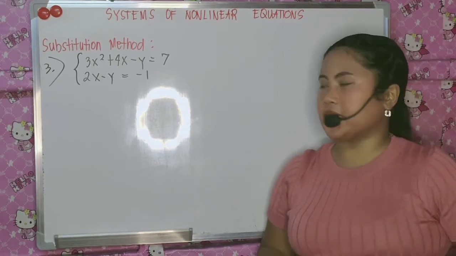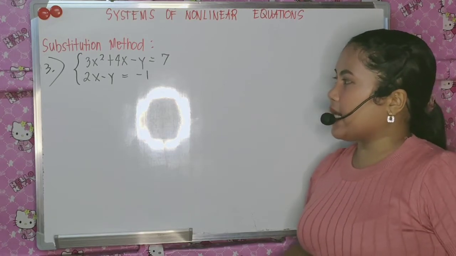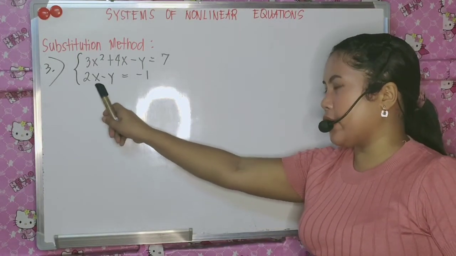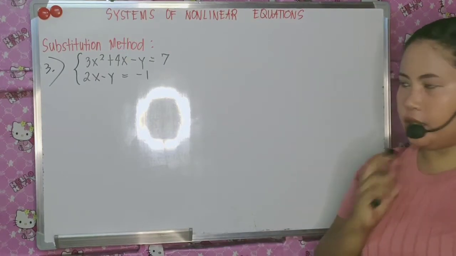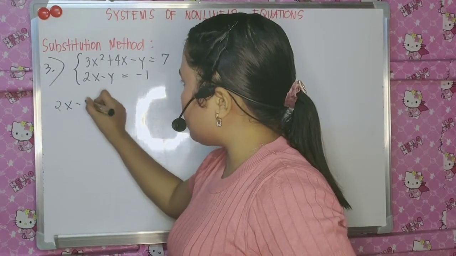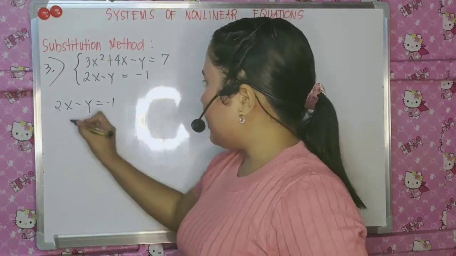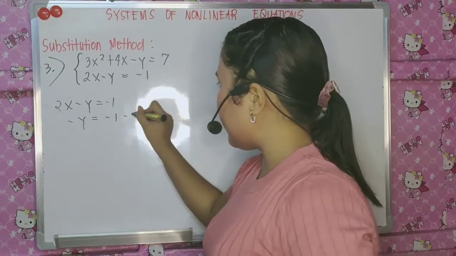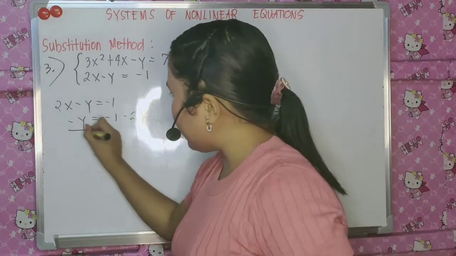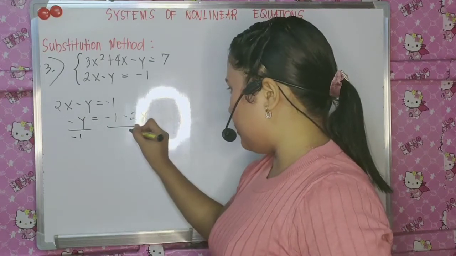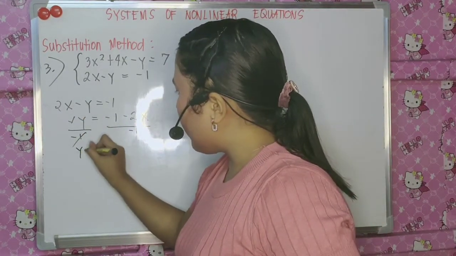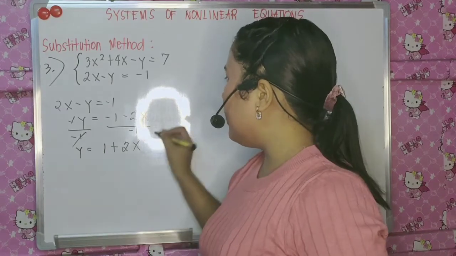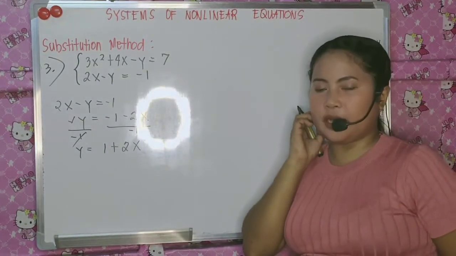3x squared plus 4x minus y equals 7. Then, second equation, 2x minus y equals negative 1. So, same process. Hanapin natin, since dito is may katabing 2 yung x, so hanapin natin dito is yung value ng y natin. Okay? So, from second equation, 2x minus y equals negative 1. Okay? So, negative y equals copy negative 1, then positive 2x magiging negative 2x. So, since may negative yung y, i-divide natin siya by negative 1 kasi may katabi yung y na 1. Okay? So, cancel natin siya. So, y is 1 plus 2x. Okay? So, ito na yung na-revise natin na for equation 2.